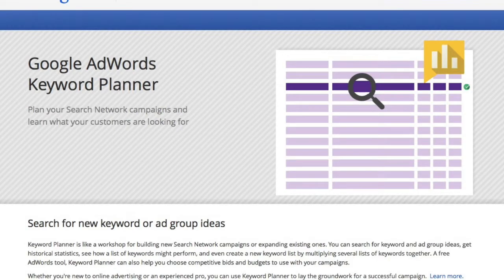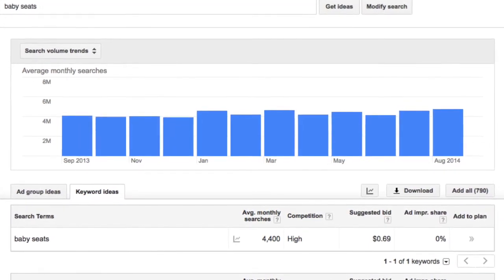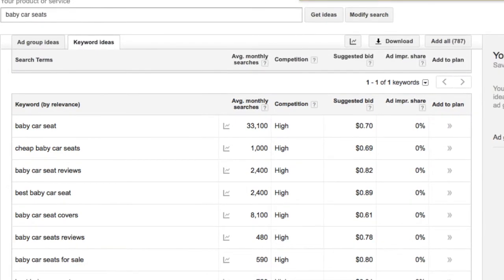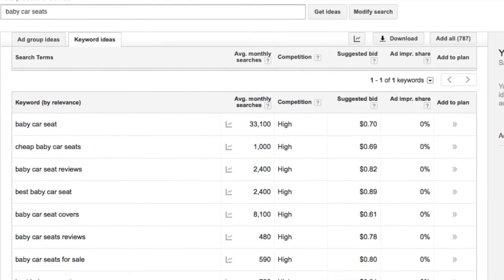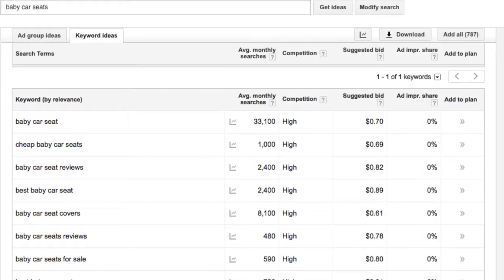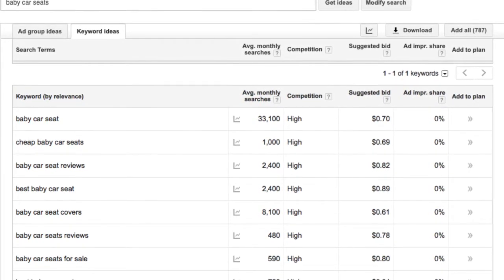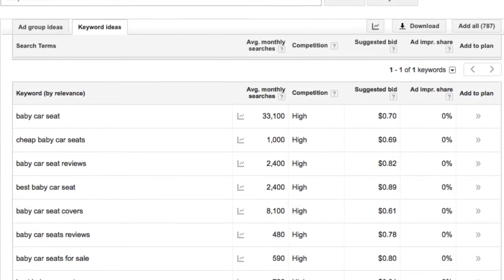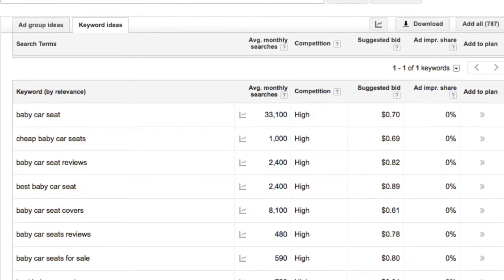In this example, I searched for baby seats, and Google tells me that 4,400 people search for this keyword in a month. Right below the original search term, Google shows me hundreds of related or similar keywords. The suggested bid column is mostly for AdWords advertisers, but it does give you a good indication of how profitable the niche market or niche topic can be. If advertisers are paying Google a high rate per click, as you can see in the suggested bid column, then it's safe to assume that they must be able to cover their cost of advertising with actual product sales.